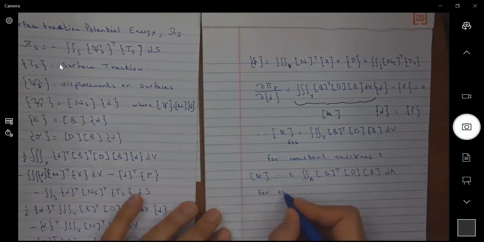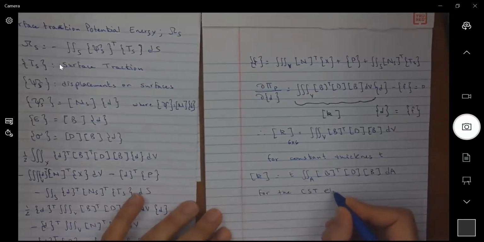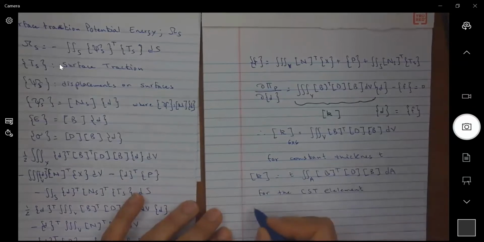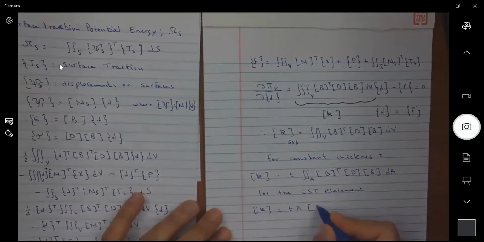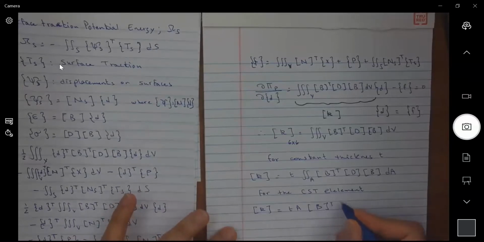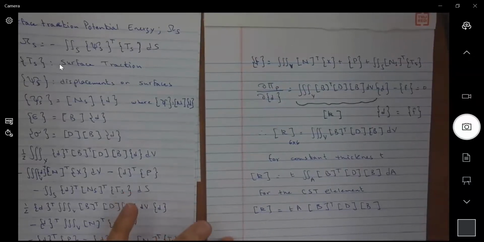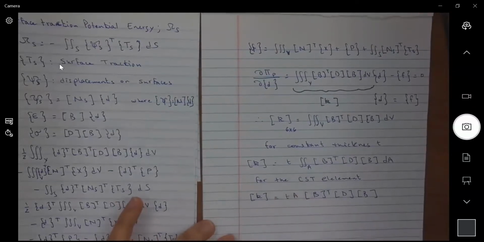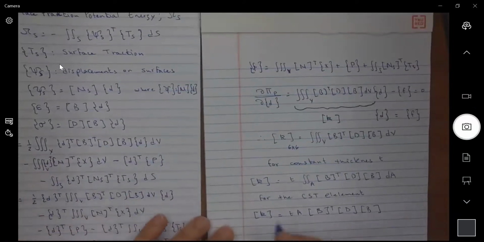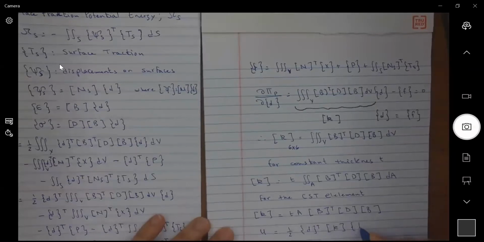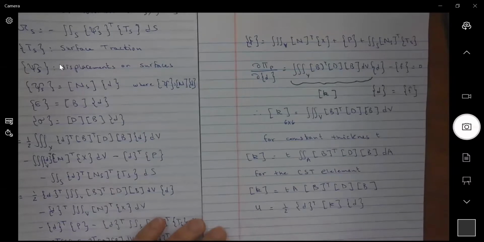For the constant strain triangular element, K will become equal to T times A multiplied by B transpose times D times B, and the strain energy U that we were looking at is equal to 1/2 d transpose times K times d. So if you're interested in finding the strain energy, this is how we would find it.